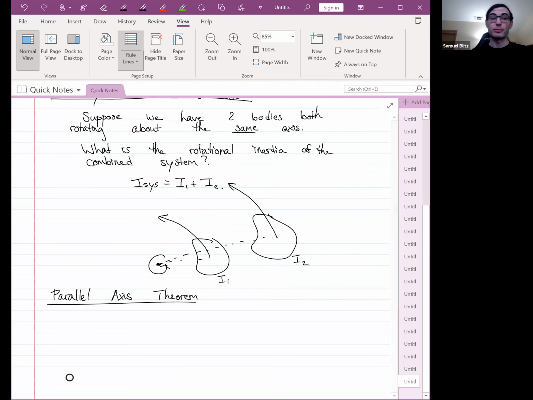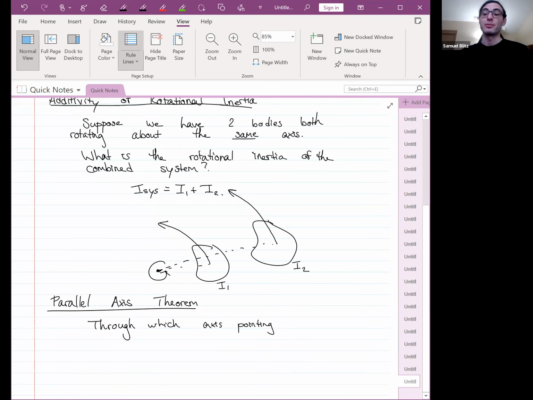So the parallel axis theorem is mathematically true. It's a statement about idealized objects. And so it answers the question, through which axis pointing in a given direction... When I said Newton's laws are not mathematically true, what I mean is that they are empirical observations. They are true as far as we know, but you can't derive them from first principles. Whereas the parallel axis theorem can be derived from first principles.